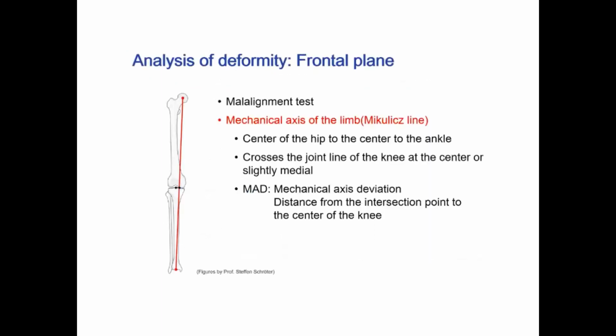Now coming to the frontal analysis, we should know the limb alignment by drawing the Mikulicz line. What is the Mikulicz line? It is the line drawn from the center of the femoral head to the center of the ankle joint. The mechanical axis deviation is the distance from the intersection point to the center of the knee.